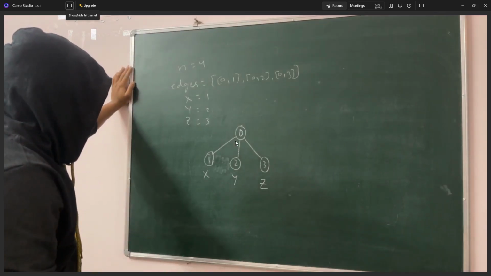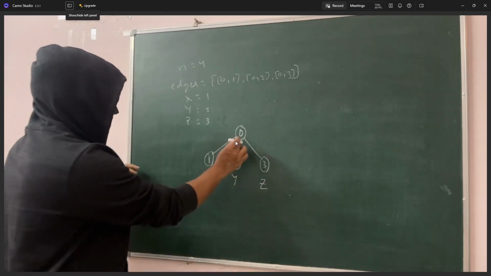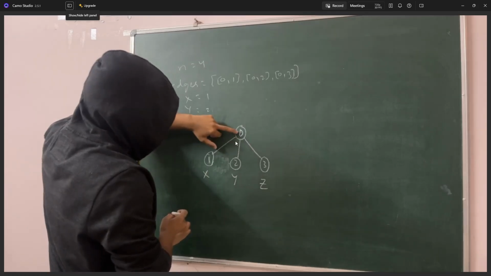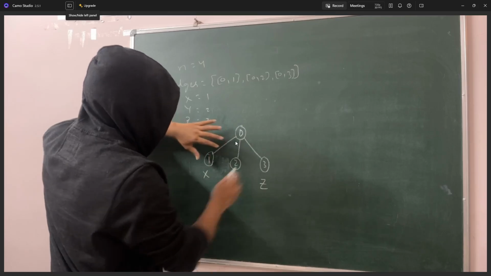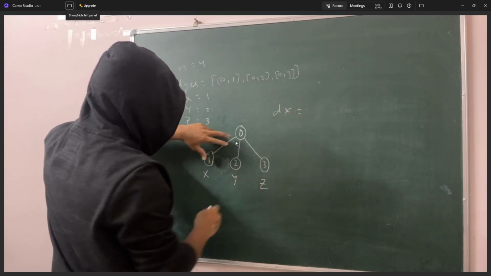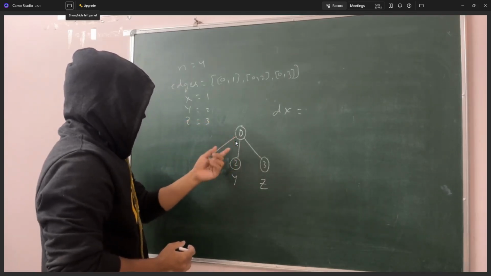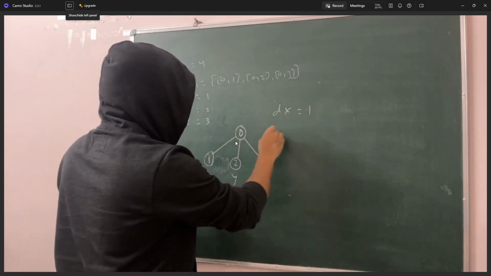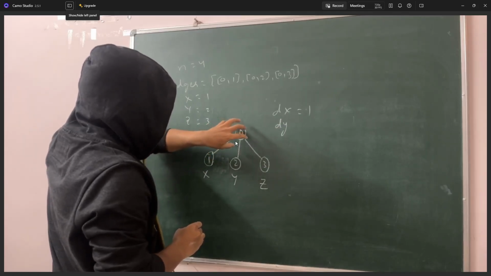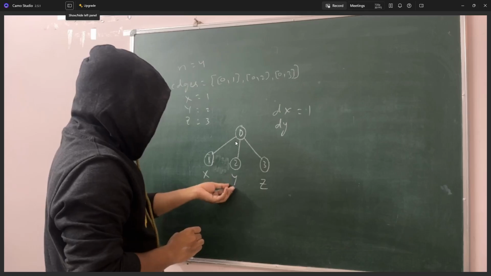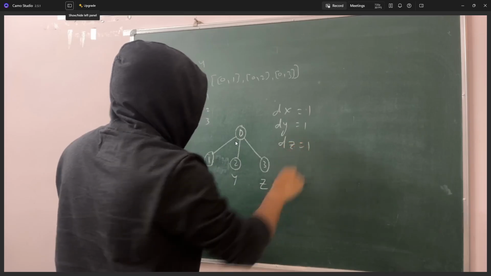Now from all nodes, let's say you're at node 0. What is the distance between this node and node x, dx let me call. From node 0 its distance is 1, and distance is given as the number of edges between them. We have one edge, so dx is 1. What about dy? The distance between the node we are considering and node y is also 1, and dz also is 1.